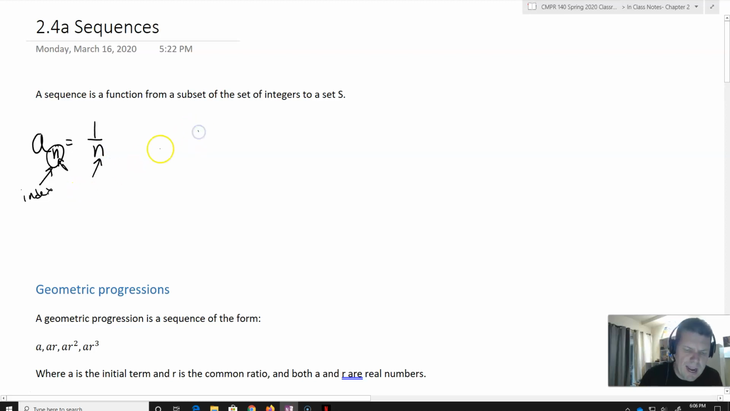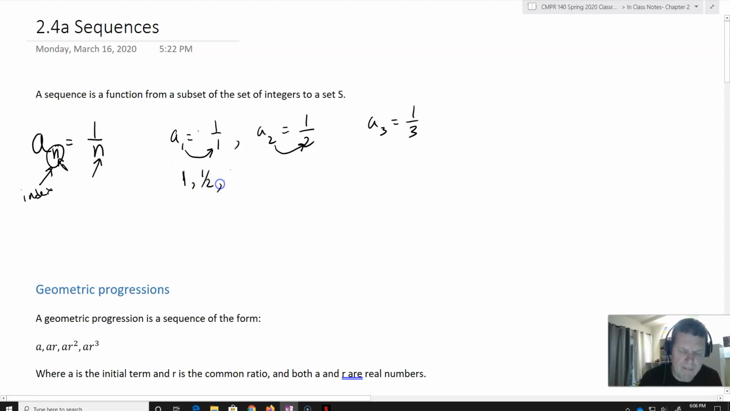So for example, a1 is going to equal 1 over 1. a2 will equal 1 over 2. Notice how they match, right? Okay. a3 will equal 1 over 3. And then we generally will write our sequence as 1, 1/2, 1/3, 1/4, etc.